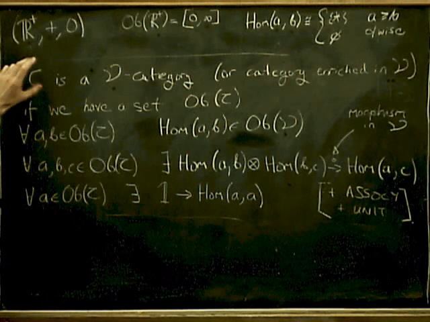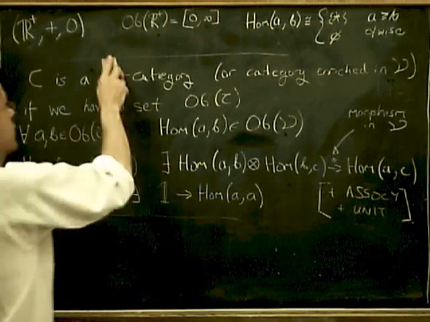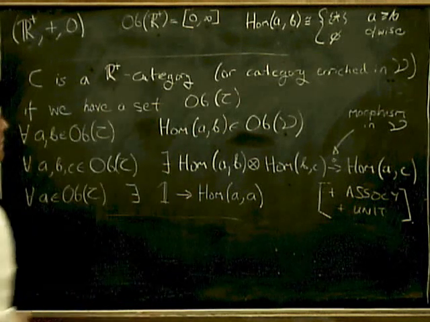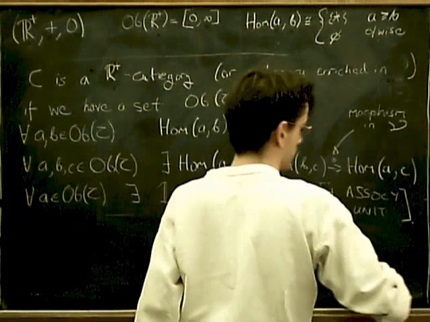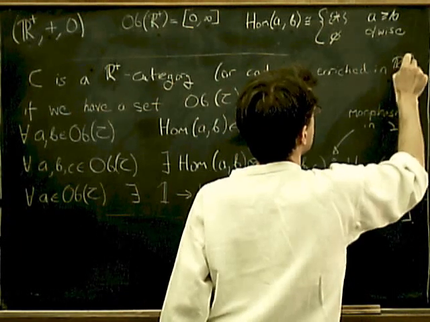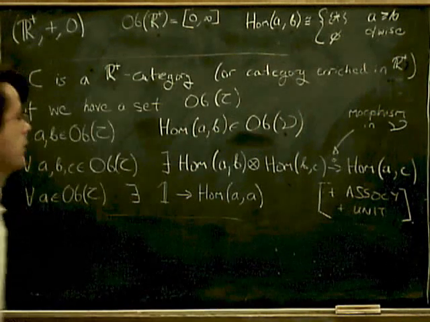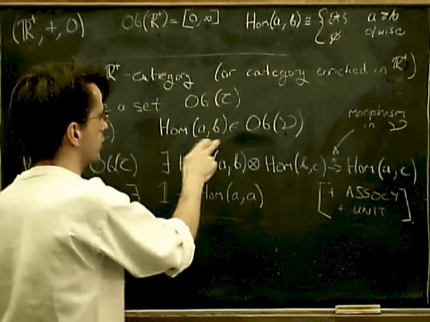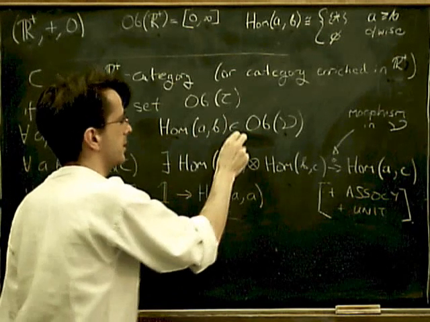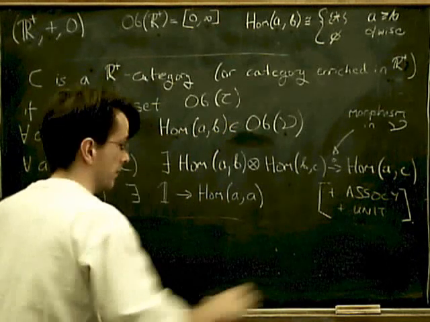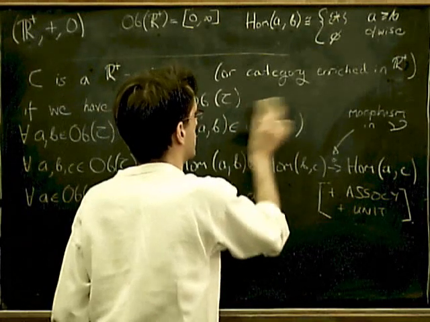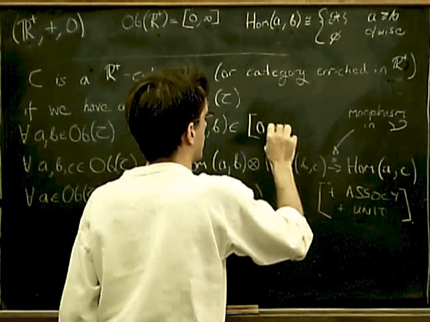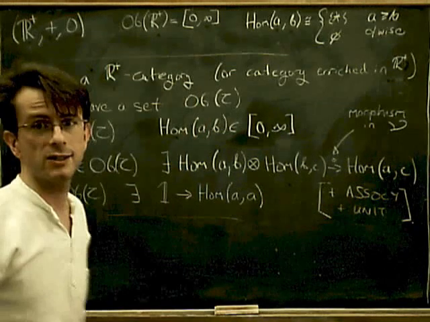So what we want to do is look at what a category enriched in this is. Now suppose we have such a thing, so C is going to be an R plus category, or a category enriched in R plus. So we've got an underlying set, and for all elements in this set the HOM is supposed to be an object in R plus, but the objects we know are just some number from 0 to infinity. So straight away that's slightly strange.